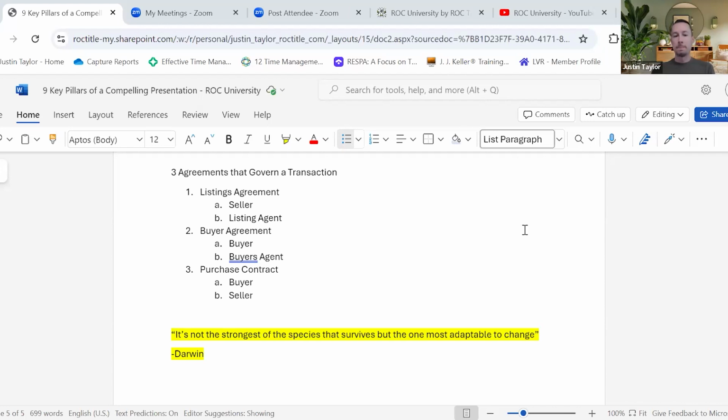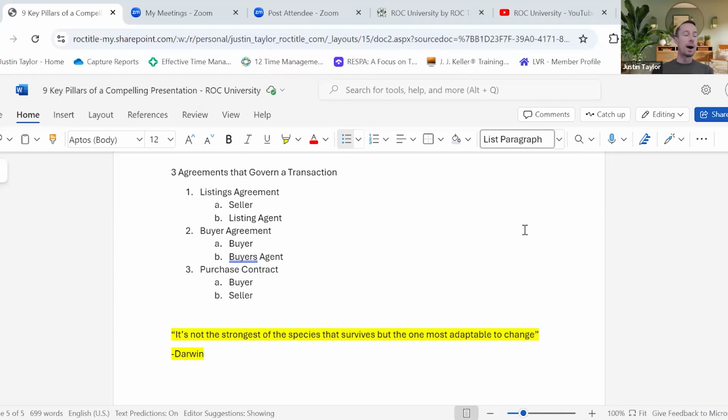All right, and I'll leave you with this. This is one of my favorite quotes. You probably already read it on the screen. It's not the strongest of the species that survives, but the one most adaptable to change. One thing is certain in this industry and in life in general: things are constantly changing, constantly evolving. We have to be adaptable.